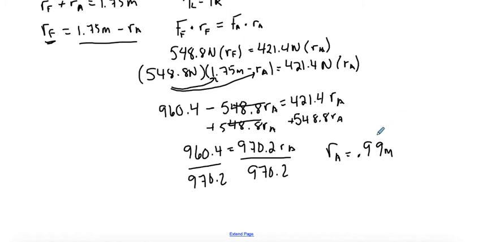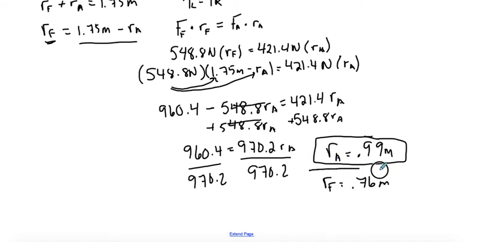Okay, so that's one of them. How do we find the other one? Well, we have this radius here. We can take it and plug it into there because we found r sub a. So we're going to do 1.75 minus 0.99, and we get 0.76. So that's the radius of Felicia. We get 0.76 meters.